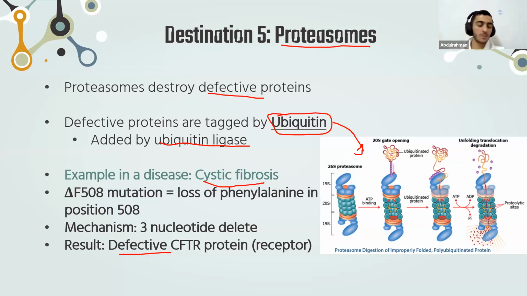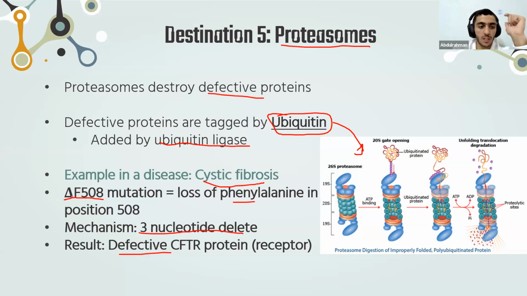Basically, this is what you need to know about it. Now, I'll go into a little bit of extra detail here. What exactly is the mutation that happens in cystic fibrosis? It's a deletion of 3 nucleotides. Once you remove them, you remove a phenylalanine, okay? Phenylalanine.